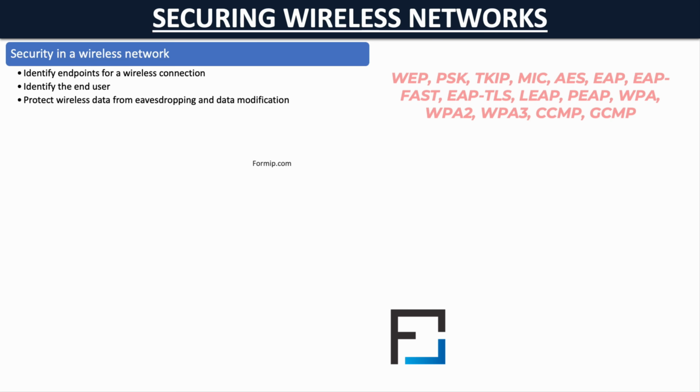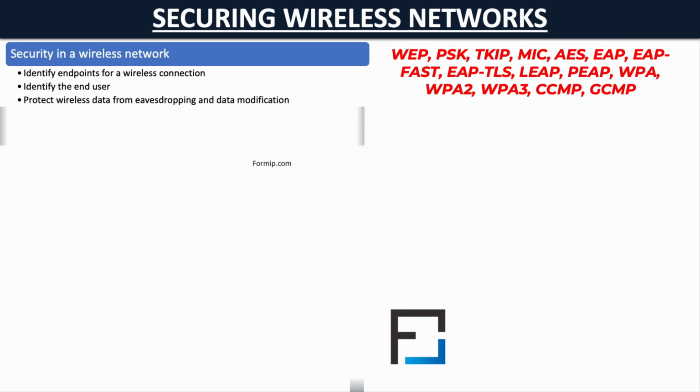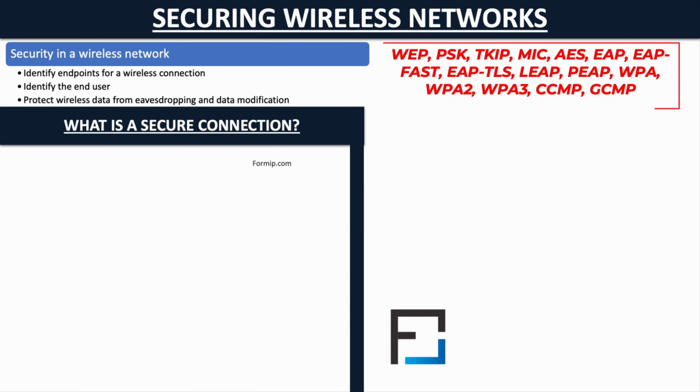The difficulty in the Wi-Fi chapter is its many acronyms: WEP, PSK, TKIP, MIC, AES, EAP, EAP-FAST, EAP-TLS, LEAP, PEAP, WPA, WPA2, WPA3, CCMP, GCMP. So don't panic. At the end of the chapter on Wi-Fi security, you will have a clearer vision of the meaning of these different terms, and you'll even be ready to set up a wireless LAN with effective security.